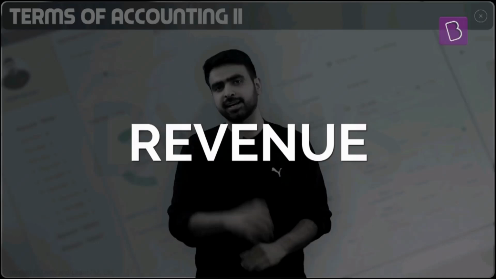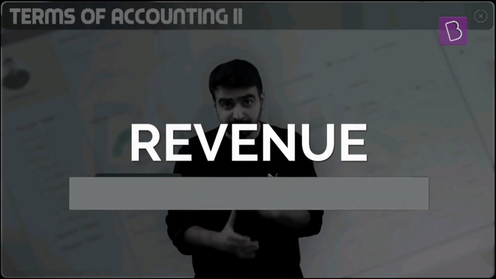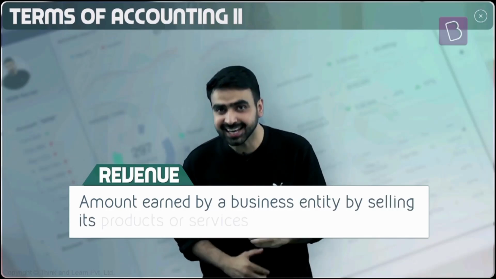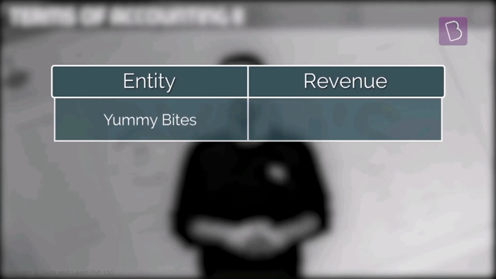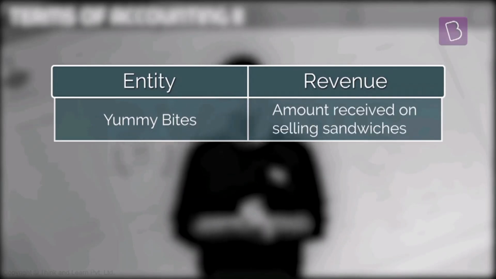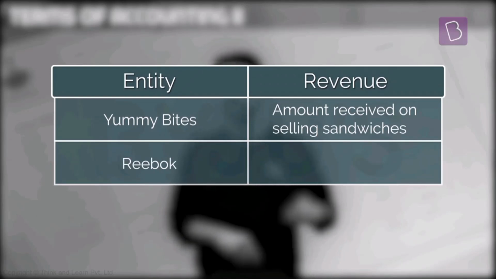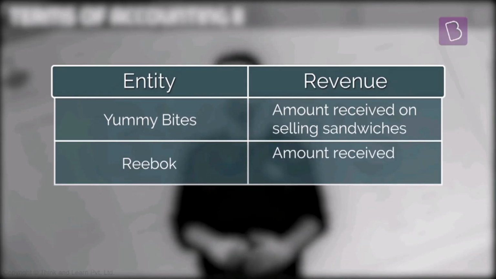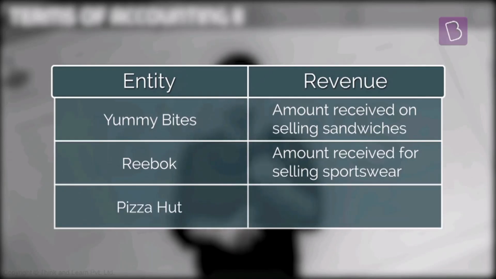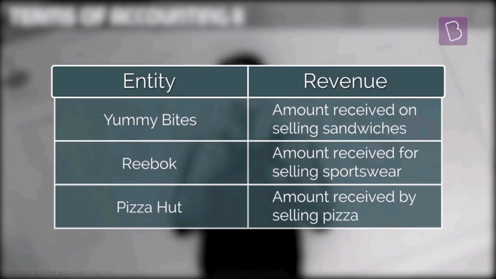Now what do you mean by revenue? Revenue is the amount earned by a business entity by selling its products or services. For Yummy Bites, revenue will be the total of the money received on selling sandwiches. For Reebok, revenue will be the amount received for selling sportswear. Similarly, for Pizza Hut, money received by selling pizzas will be revenue.